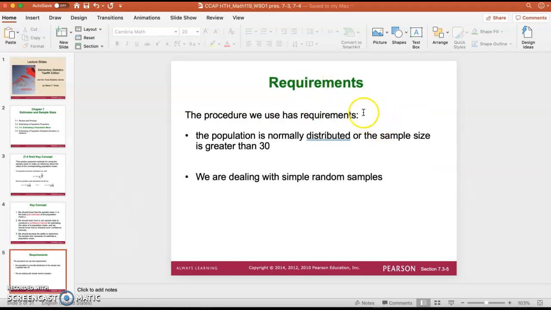So some requirements for when we start doing confidence intervals to estimate a population mean is that in these cases we want the population to be normally distributed, or have the sample size be greater than 30. And we want to make sure that we're dealing with simple random samples each time.